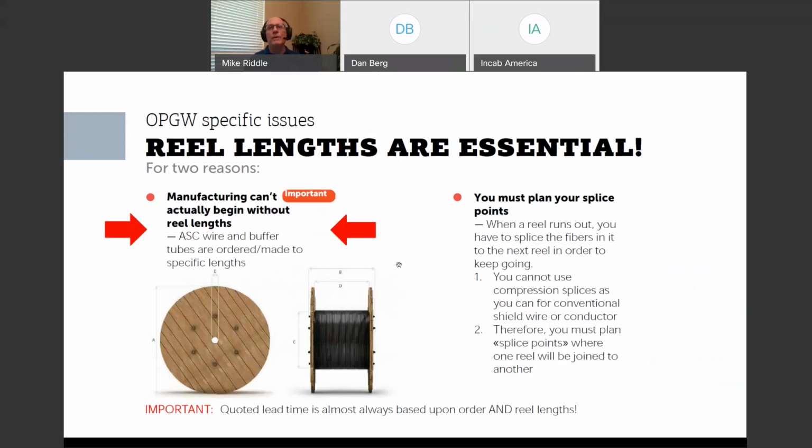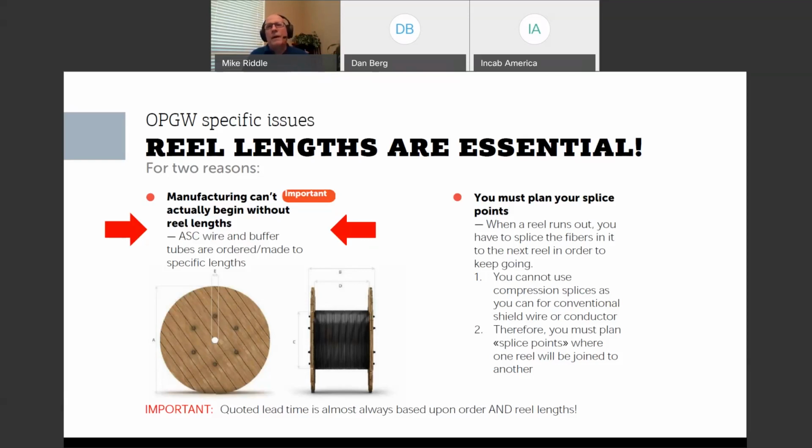Okay, next up, reel lengths. Two things: maximum rated design tension and reel lengths. The problem with reel lengths for OPGW is that manufacturing can't really begin until we've got the reel lengths. So you can send me an order for 1 million feet of my OPGW and I'm going to be really happy at first.